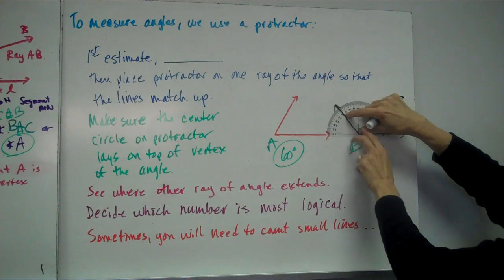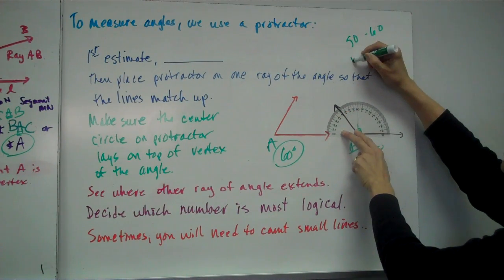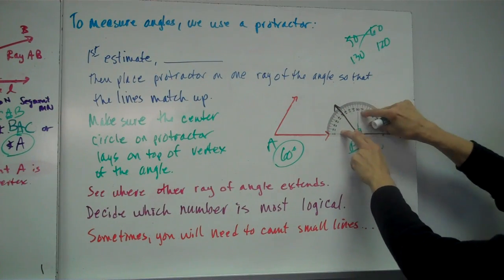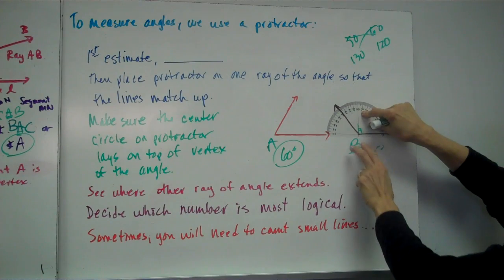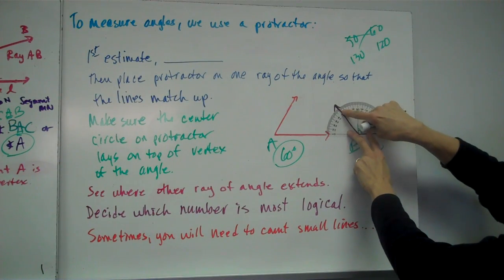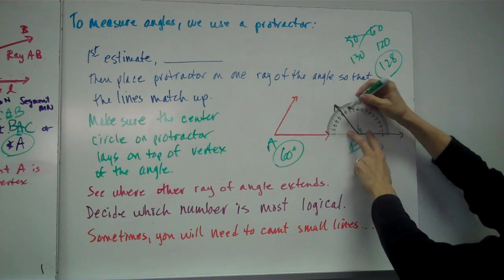And this extends, and it's between 50 and 60, or it's between 130 and 120. Well, I know it can't be between 50 and 60 because I know it's got to be more than 90 degrees. So it's between 130 and 120. It's about 2 or 3 away from 130, so it's about 128 or 127. So that's how you would kind of count it.